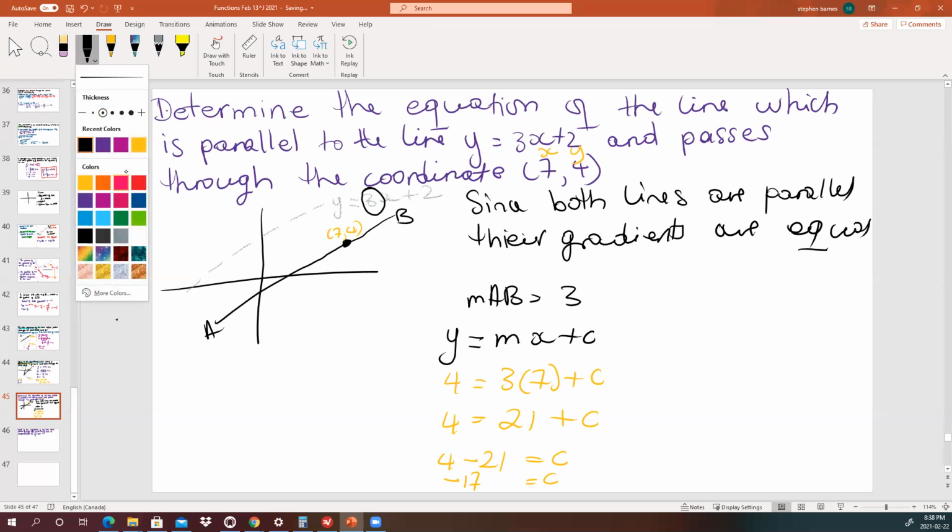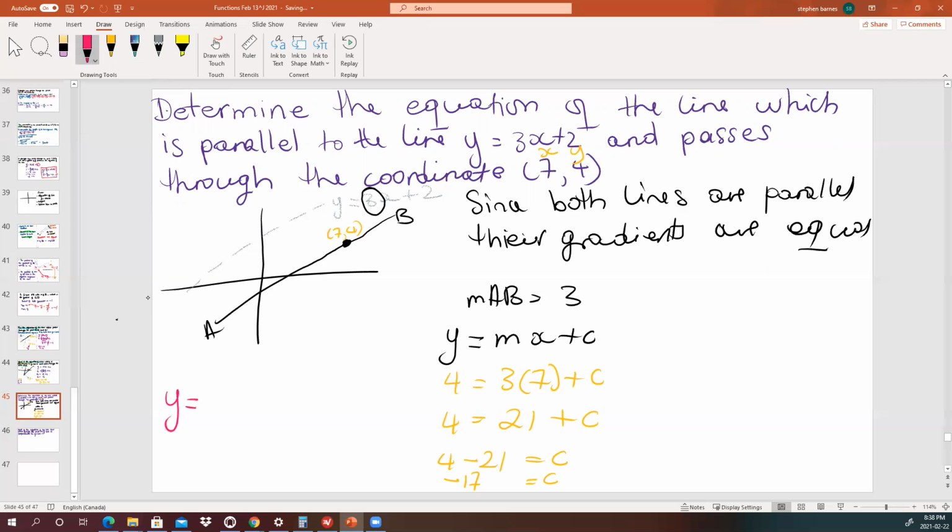And so we can now write the equation of that line to be y is equal to m, we know to be 3, x plus c, which is minus 17, which means our equation is y equals 3x minus 17. Good for that one?